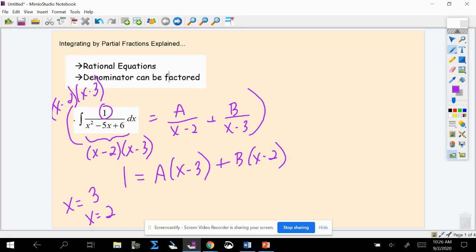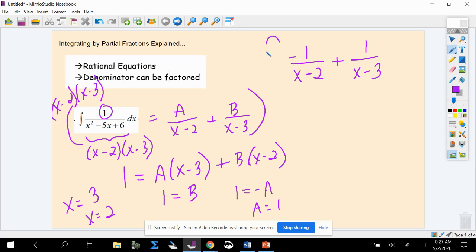When I let x be 3, I'm going to get 1 on the left side. The A term is gone, and I'm actually just going to get B on the right side. So B is 1. When I let x be 2, I'm going to get 1 equals negative A. So A is negative 1. So what I have is negative 1 over x minus 2, and positive 1 over x minus 3. And that's what I'm integrating.